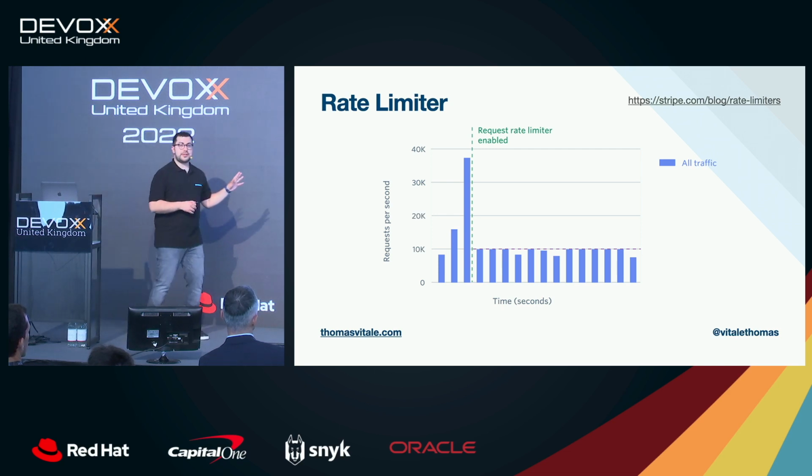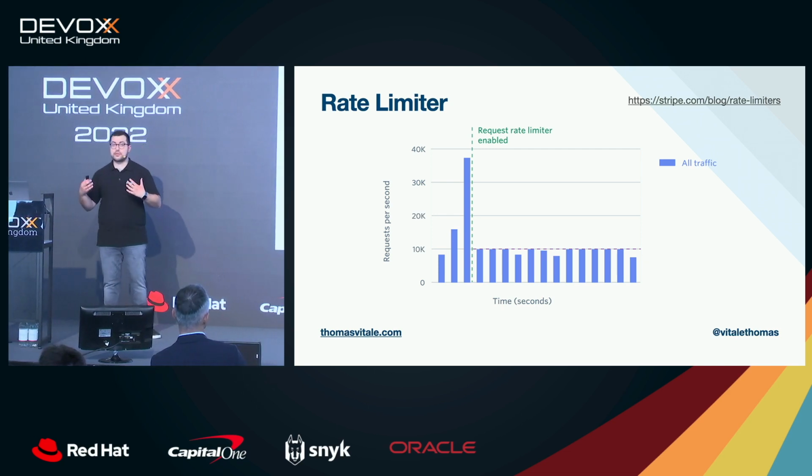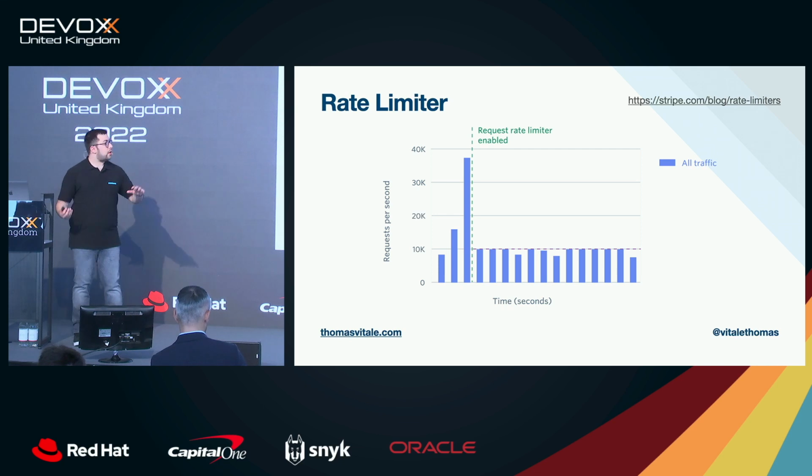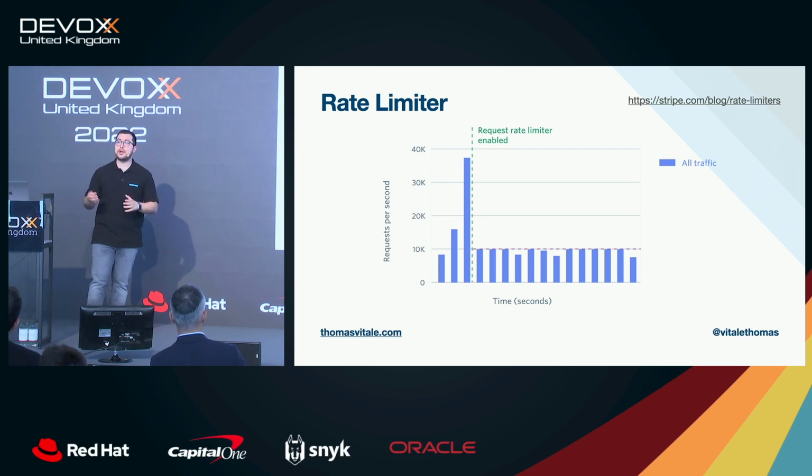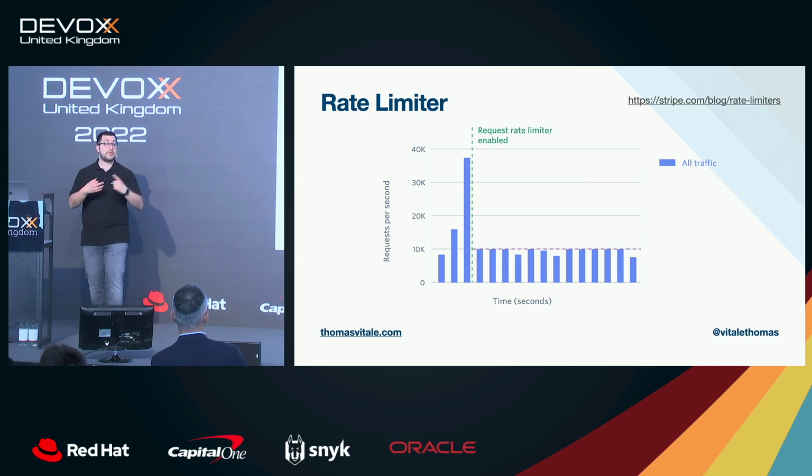Unlike the retry pattern, which is quite stateless, so we don't need to maintain state, for the rate limiter suddenly we have a problem with state, because of course we're not going to have one single instance of the gateway running. We're going to have multiple ones because we want to achieve high availability.